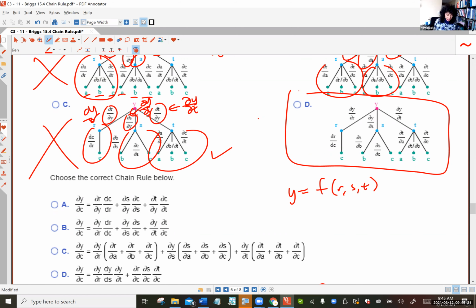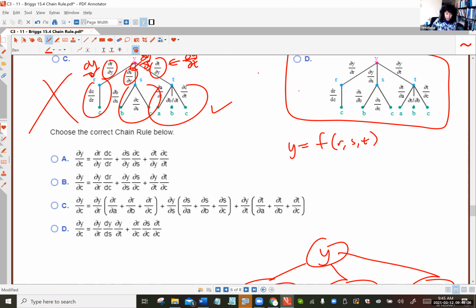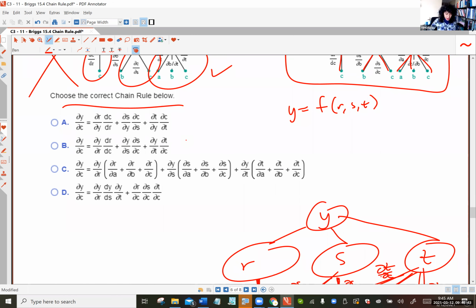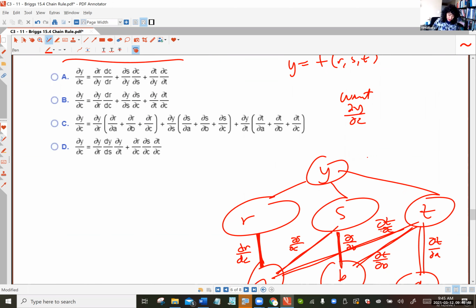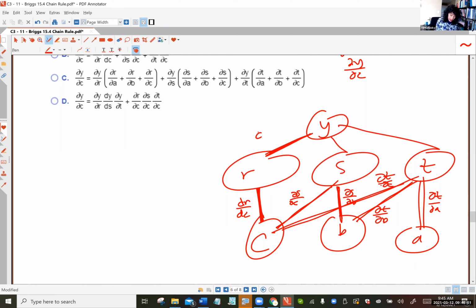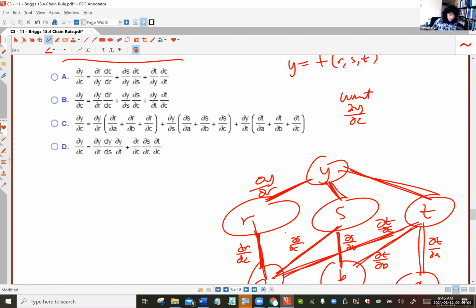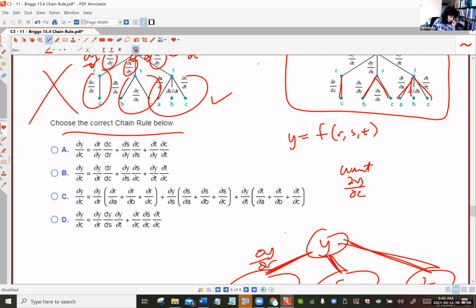It has the correct notation along the branches for the partials, as well as the correct number of branches sticking out of r, s, and t. Now, which one of these is the correct chain rule below? You see, they want dy/dc. So going down mine, you'd first want dy/dr, and then you would multiply that by dr/dc. Then you would have dy/ds, and you'd multiply that by ds/dc, plus dy/dt multiplied by dt/dc. So which one of these choices looks like it would be the correct one?